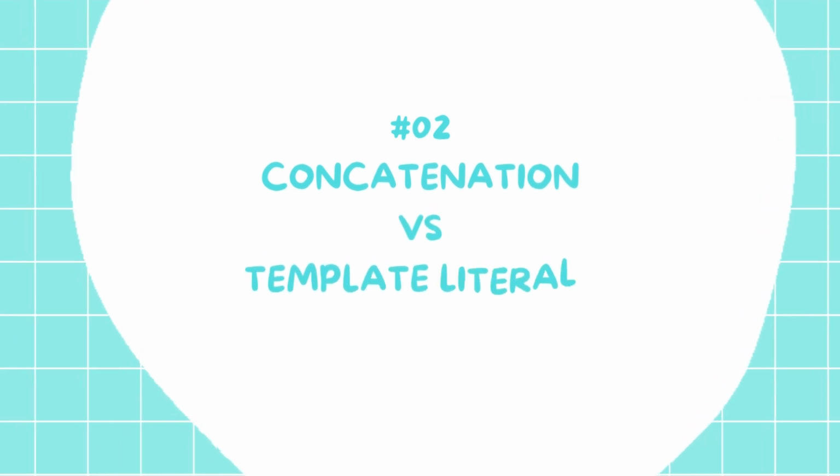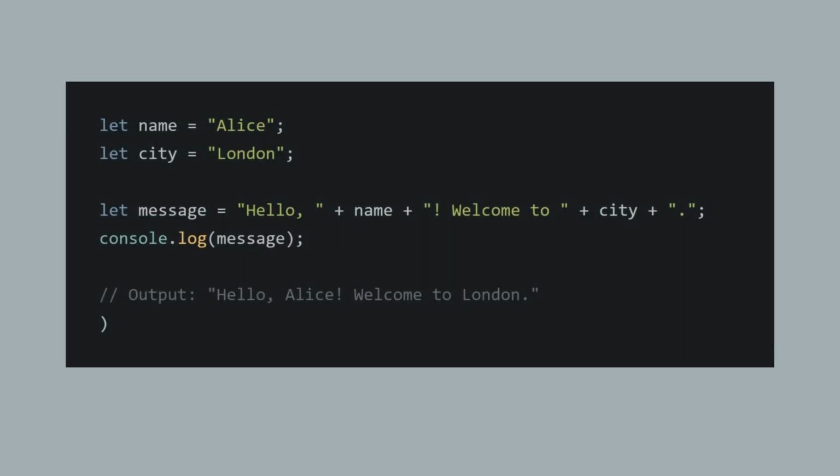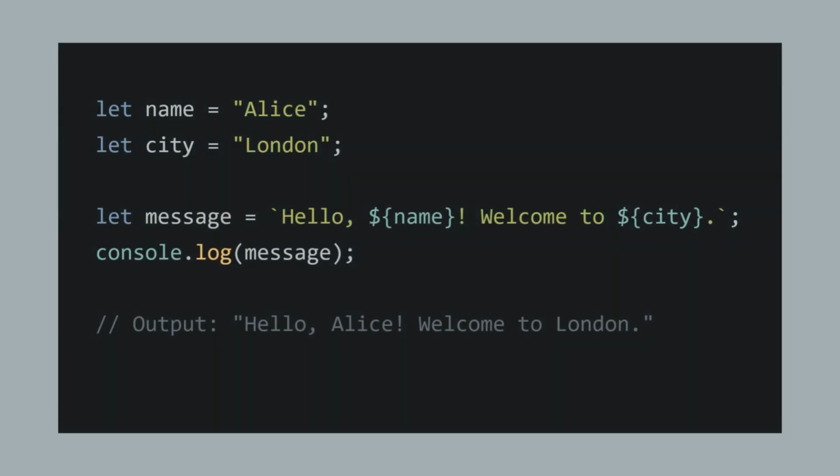Number 2, concatenation versus template literals. Instead of chaining multiple strings together, which can eventually become long and less readable, it is better to use template literals. Say no more to messy concatenation with template literals. Template literals make string interpolation easier and cleaner. Your code is readable and it allows for multi-line strings.